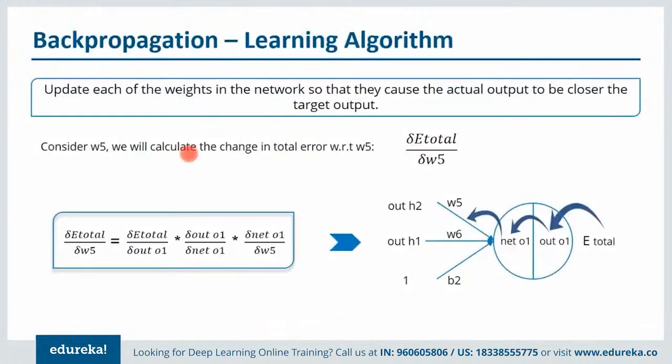We're going to first calculate the change in total error with respect to any of the weights. We'll take W5 for example, just to show you. So we're going to calculate the change in the total error with respect to the weight W5. We're going to apply the chain rule here. Using partial derivatives, we calculate delta E total by delta out O1, into delta out O1 by delta net O1, and then delta net O1 by delta W5. As you can see from this example as well: change in E total with respect to out O1, change in out O1 with respect to net O1, and change in net O1 with respect to W5. We multiply these and we get this particular term.